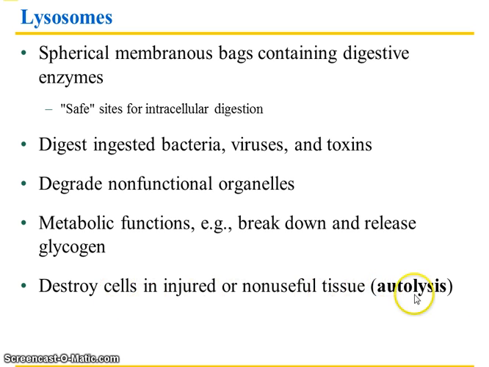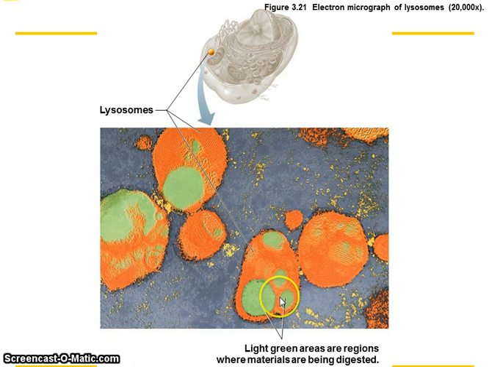If you have cells that are overcrowding in an area, they'll release their digestive enzymes, the lysosomes will break open, and you'll have this autolysis, this self-breakdown. Auto is self, lysis is breakdown. So here you can see the green areas are where lysosomes are active.